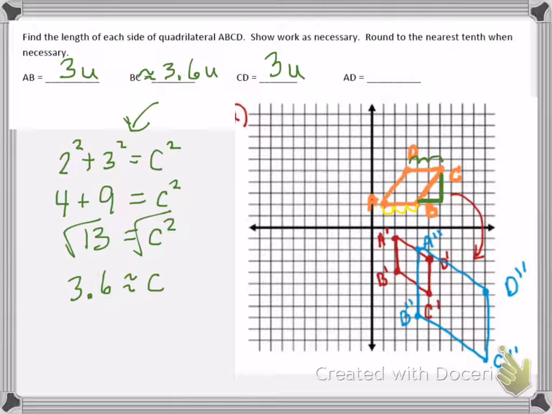Now side AD, because this is a parallelogram, would be the same. So you certainly could do the Pythagorean theorem work for side AD, but it should come out to be also 3.6 units.